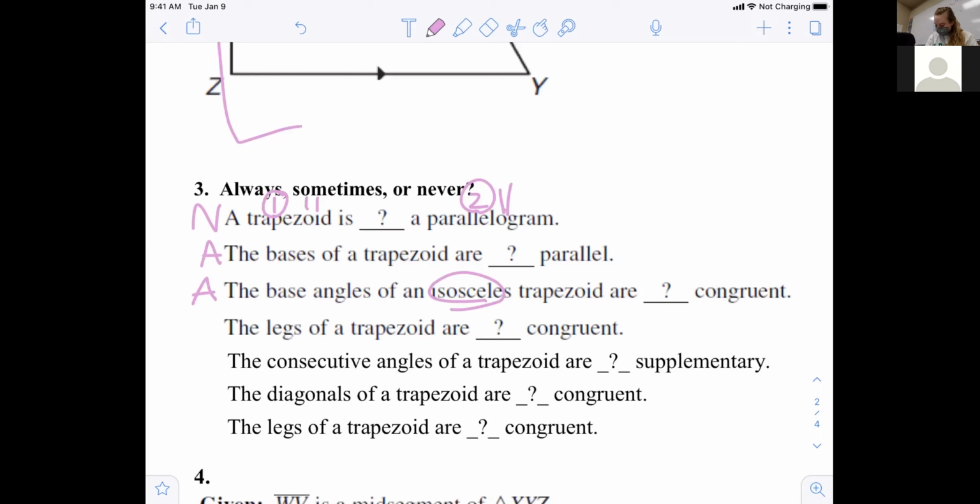What about the next one? The legs of a trapezoid are blank congruent. I've got to call on somebody else, Cooper. Lydia? I would not say always. Sometimes. Why is this one only sometimes? Do you know what word it's missing? Good. If it said isosceles, then we would say always, but since it just says a trapezoid, we're going to say sometimes. And that's the same as the last one, so I'm crossing out that last one. Sometimes I throw in that word isosceles to make it always, and sometimes I don't, so you have to be careful.